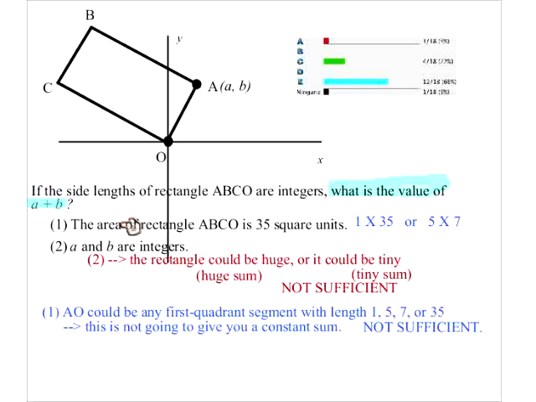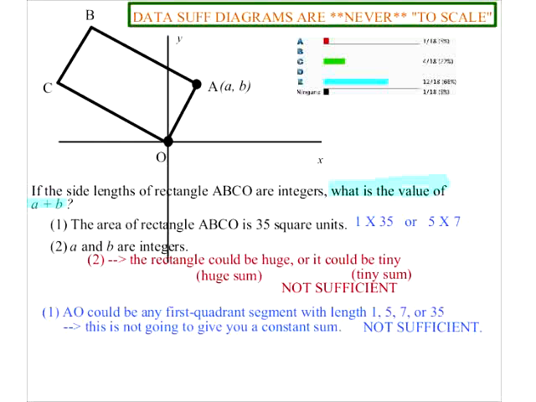Actually, it's not. Remember, this is a good point to make in general about diagrams. Data sufficiency diagrams are never to scale, because they can't be. Scale diagram versus not-to-scale diagram is a problem-solving issue. It's not a data sufficiency issue. Because at the outset of a data sufficiency problem, everything is always unknown. So there's actually no such thing as a scale diagram in data sufficiency.